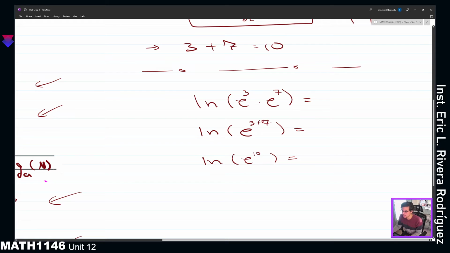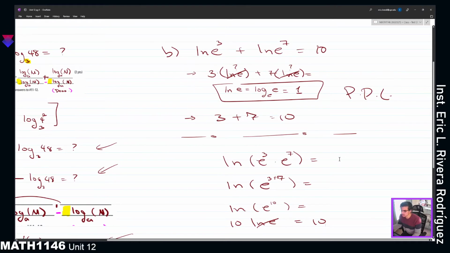And from here, you can do both things. You can just put 10, or you can use the power property. You put 10 in front of natural log of e. Natural log of e is just 1. So this is equal to 10. Either way is correct. Any questions?